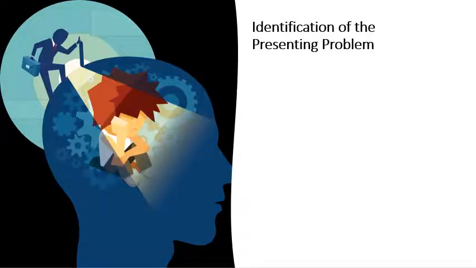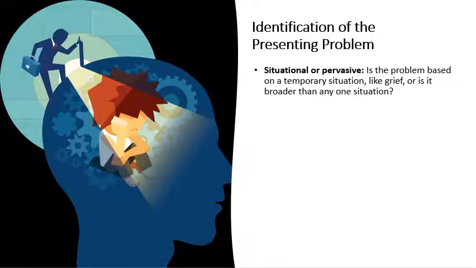So how do we begin to assess somebody? Well, first we identify the presenting problem. And in general, we're looking to see, is this problem based on a temporary situation like grief? Or is it broader than any one situation? Is it pervasive? For how long has this problem been present? Has this just emerged? Is this still acute, or has this been going on for a while?